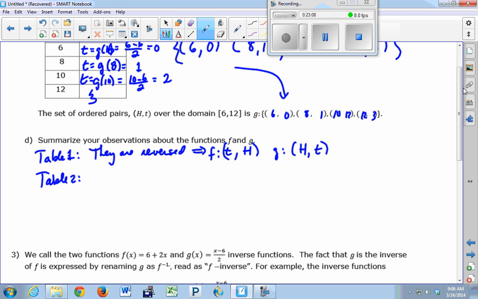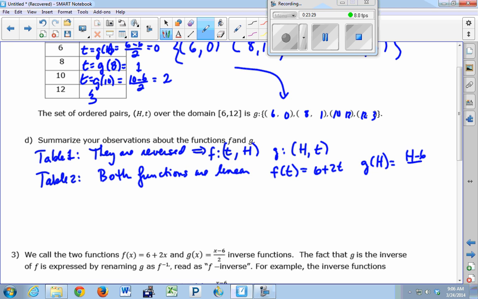Elena? They're both linear. Good. Both functions are linear. Good. Notice f of t was 6 plus 2t, and g of h was (h take away 6) over 2. Now, that's not usually the form we look at a straight line. Notice this is the same thing as 1/2 h take away 6 over 2, or 1/2 h minus 3.